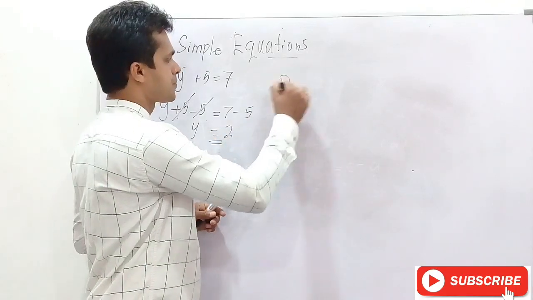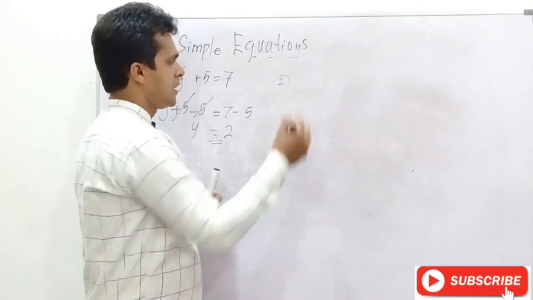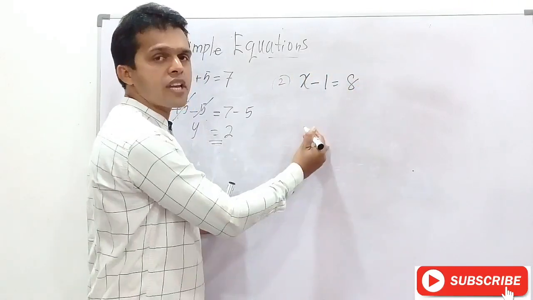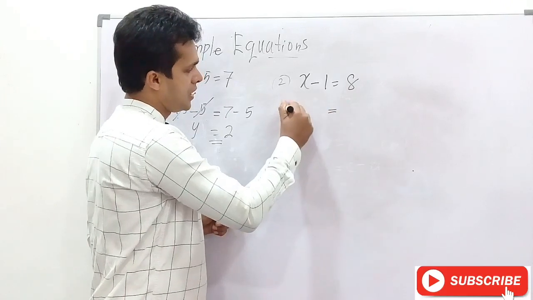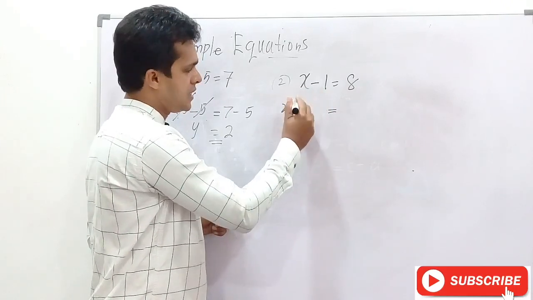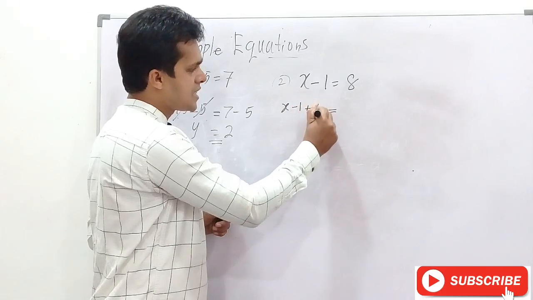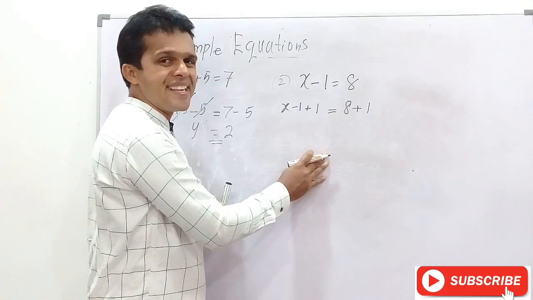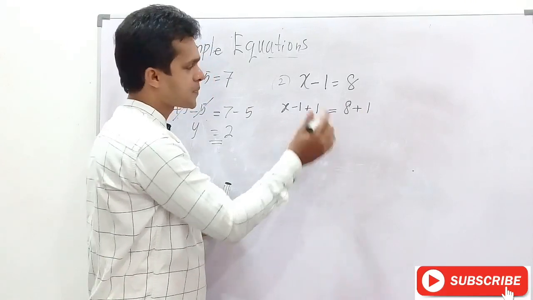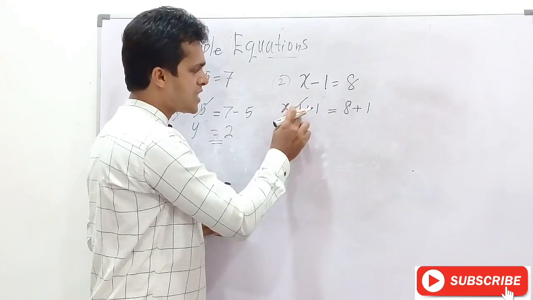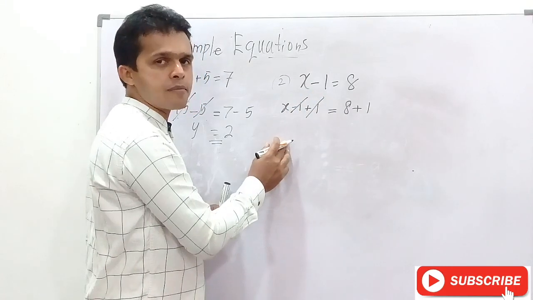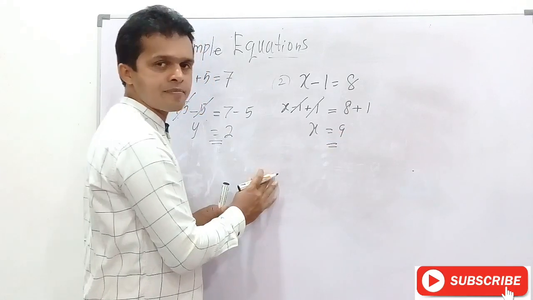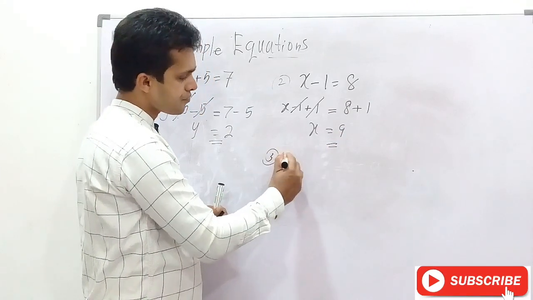Let's do this one. x minus 1 equals 8. How can you find the value of x? If it is negative 1 here, then add positive 1 to both sides. Negative 1 and positive 1 can be simplified. x equals 9.